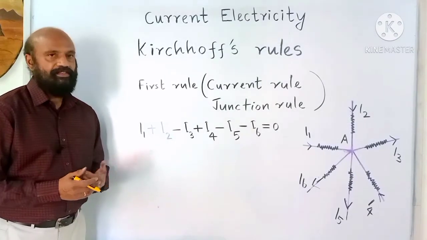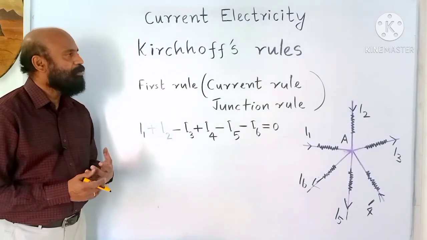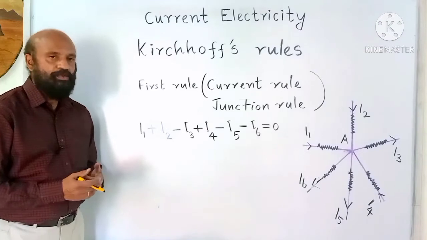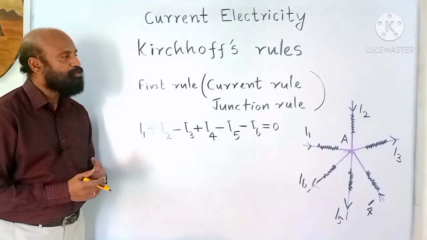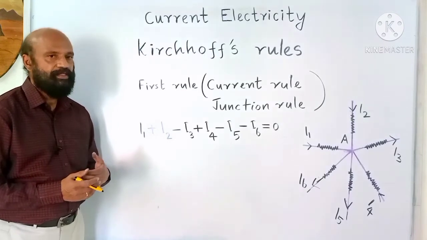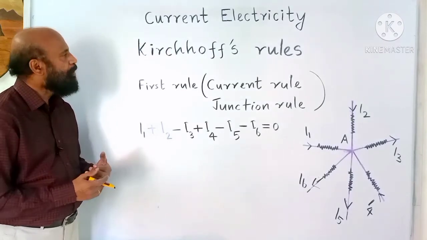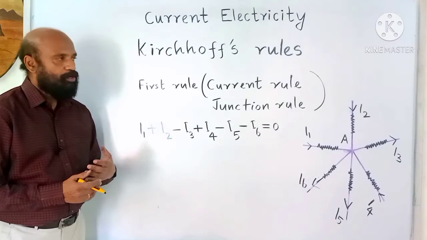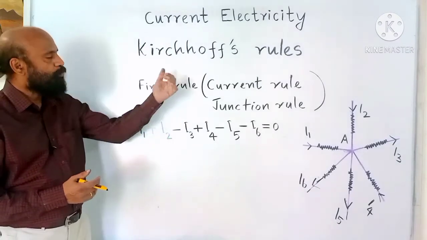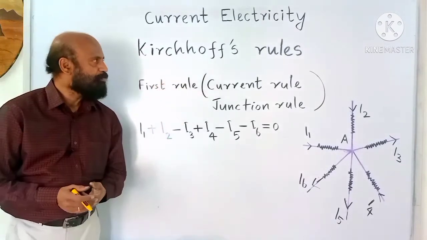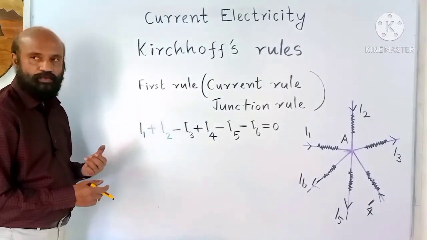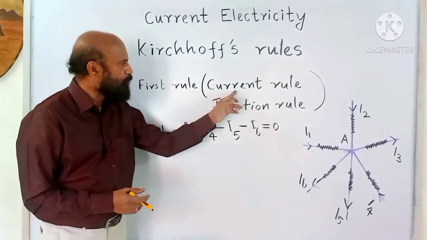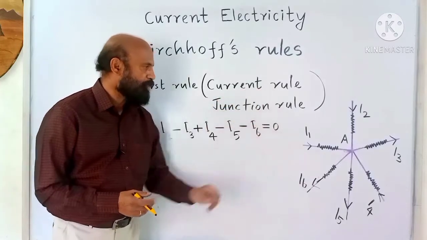In current electricity, Kirchhoff's laws are very important. Using Ohm's law, we can find the current through very simple circuits. For complex and complicated circuits, we have to depend on Kirchhoff's rules. There are two rules, first rule and second rule. First rule is otherwise known as current rule or junction rule.